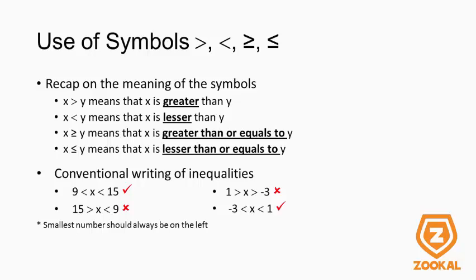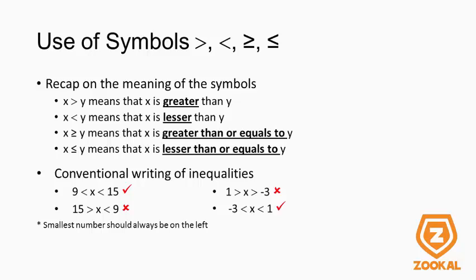Conventional writing of the inequalities. It is important that you usually use the less than sign in inequalities, and that we always put the smallest number on the left side. So this is incorrect, because 15 is greater than 9 and it shouldn't be on the left side, and we shouldn't be using a greater than sign in the inequalities.